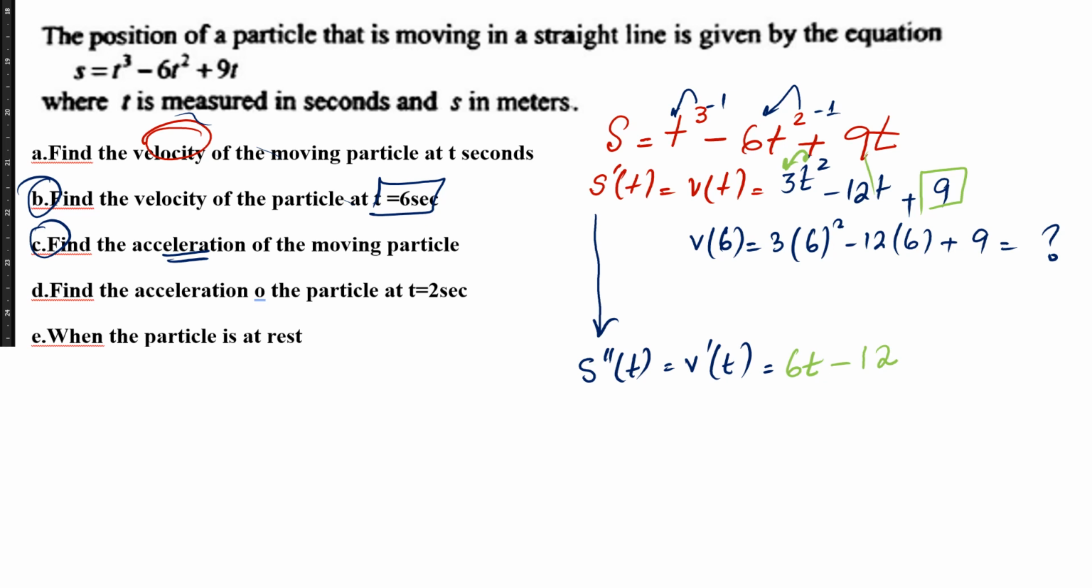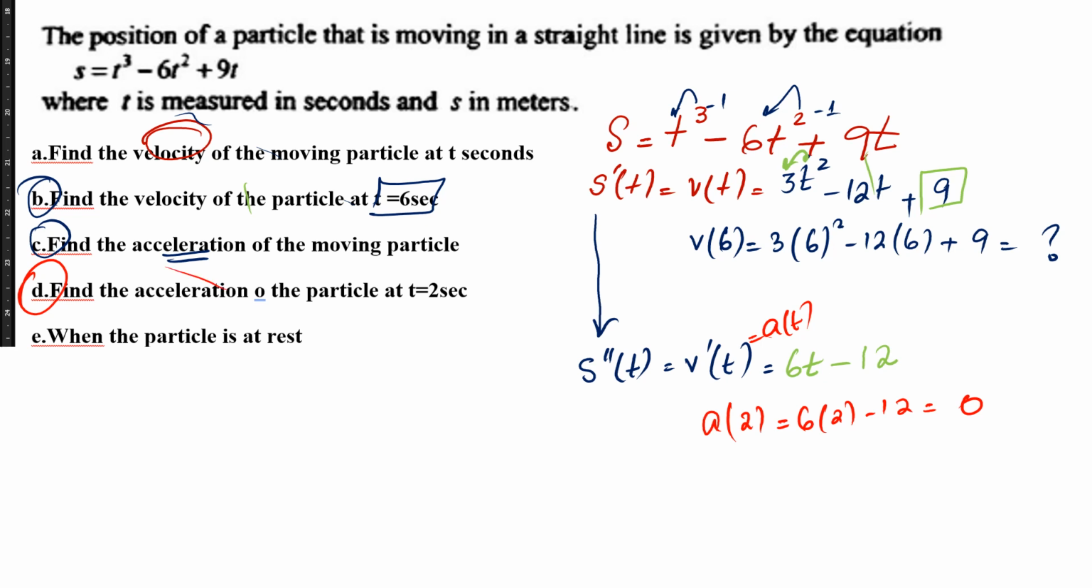Now next question, part D. They are asking us to find the acceleration when t equals 2. It means this is giving us acceleration, right? So in place of t, just write the 2. Replace the t by the 2, and write it in the calculator. Get the answer of acceleration.